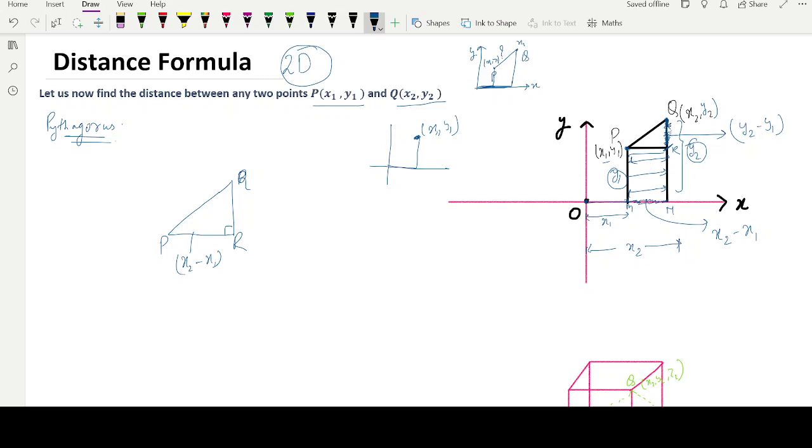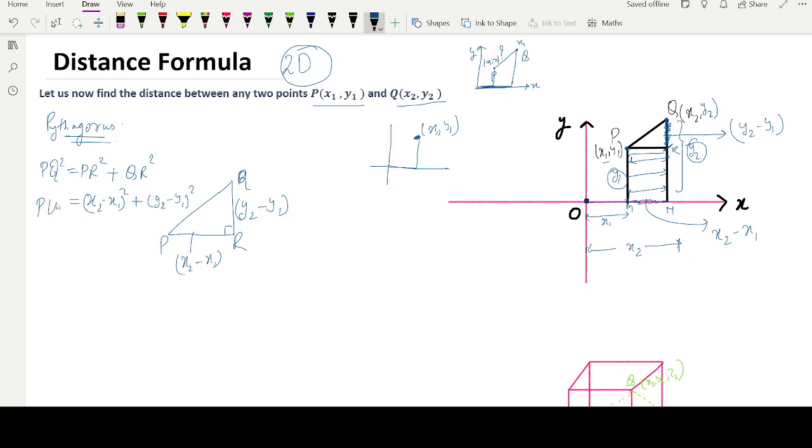Similarly, we get QR as y2 minus y1. Now apply the Pythagoras theorem. What does Pythagoras say? PQ, that is the hypotenuse, squared is equal to PR, that is the base, squared plus the height QR squared. This is (x2 minus x1) squared plus QR, which is (y2 minus y1) squared.